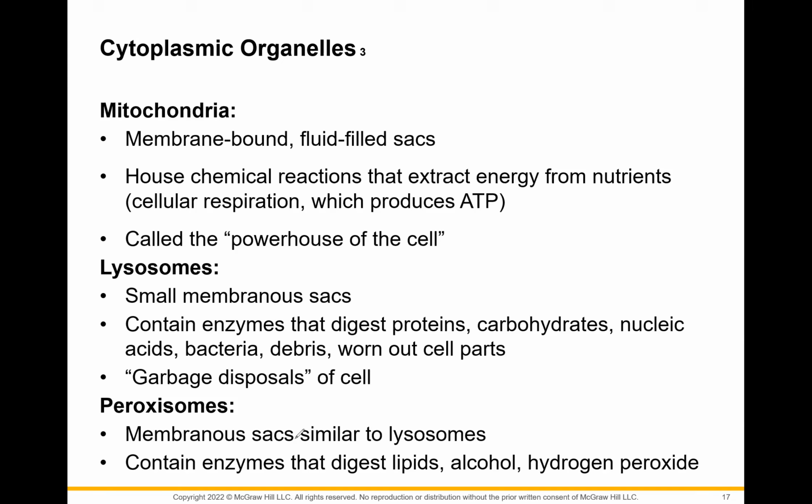And then we have peroxisomes, which again are very similar to lysosomes, but they're going to really help with the digestion of lipids, alcohols, and hydrogen peroxide. These are components that, if we were to leave them within our cell, may cause toxicity or free radical buildup, and peroxisomes help break them down into something that's a little bit safer.